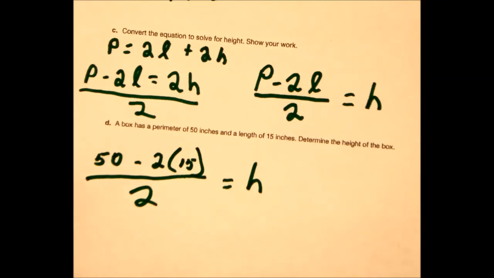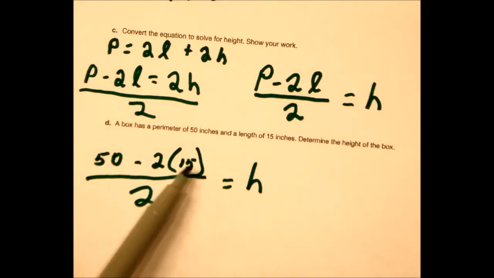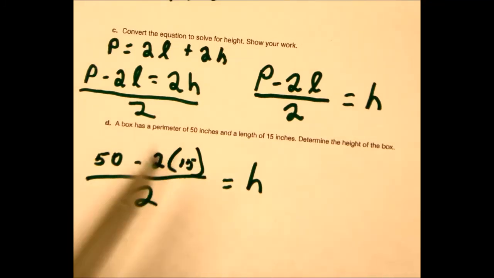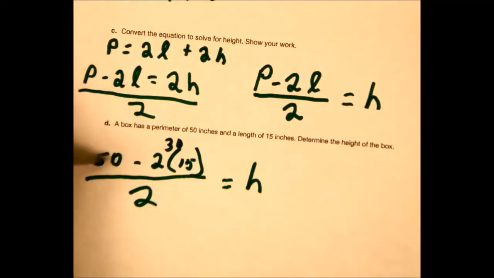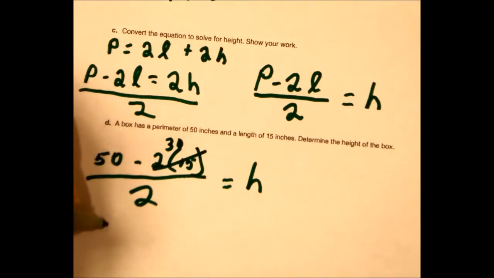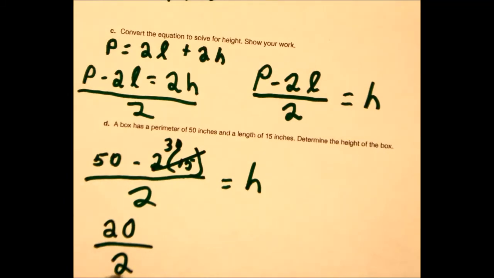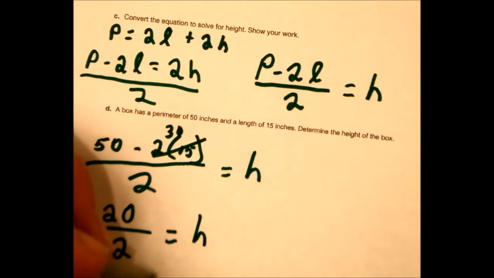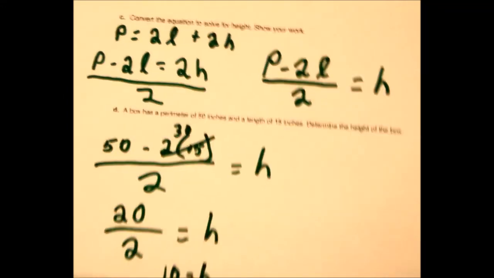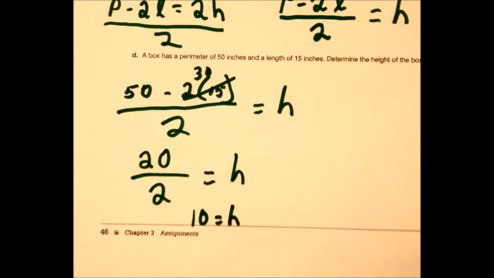So, order of operations, what do I do first? This would be 30, right? I do my multiplication first. And I'm left with 50 minus 30. 50 minus 30 is 20. And then the last thing is I do divided by 2. 20 divided by 2 gives me a height of 10.